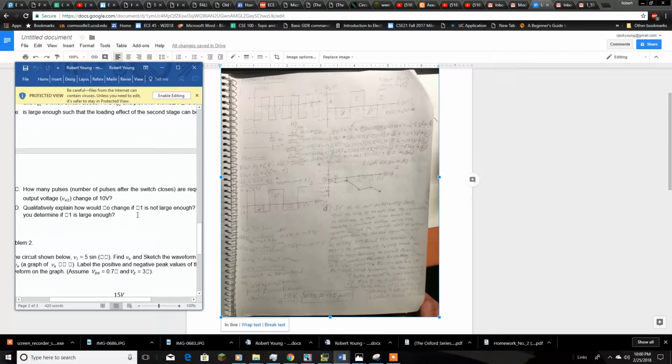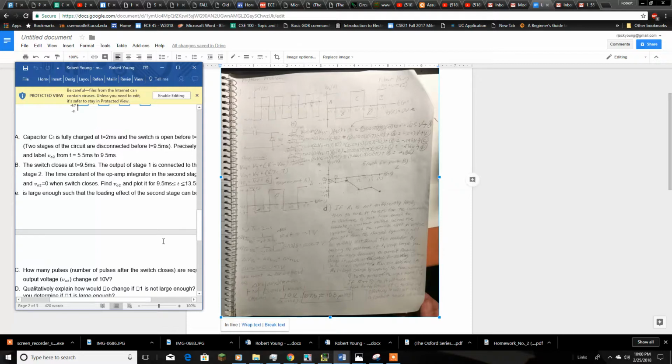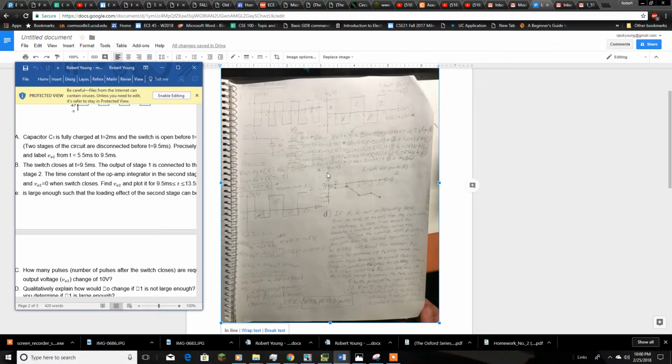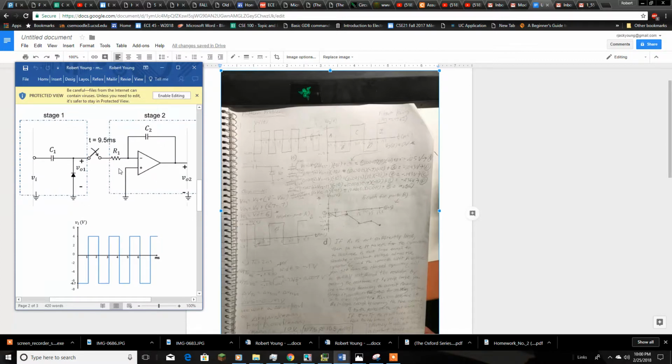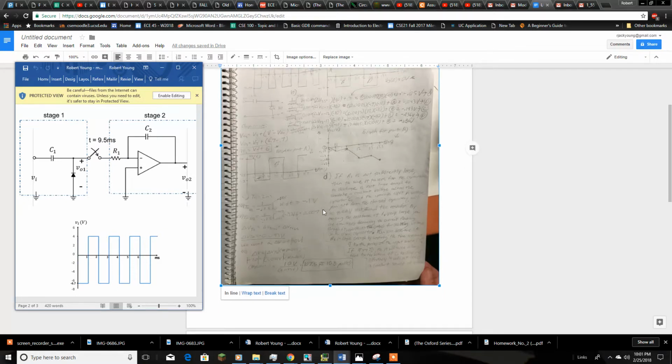So for part D, we're asked to qualitatively explain how VL1 changes if R1 is not large enough. Basically, the resistor in the integrator is pretty much equal to a load for the first part of the circuit, the stage 1 clamp. When the capacitor is no longer charging up from the diode after those 2 milliseconds, R1 is going to act as a load. So if R1 isn't large, we're going to have a lot of current flowing through it, which is going to create a lot of voltage drop.